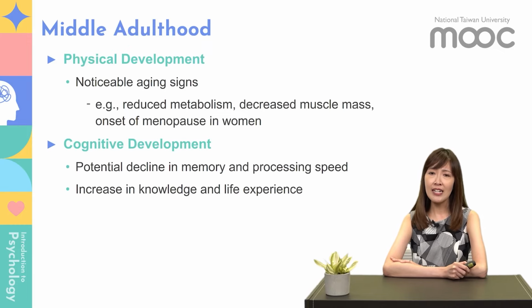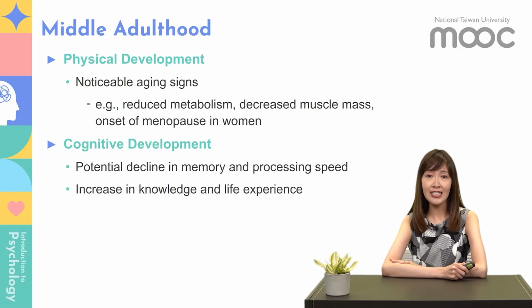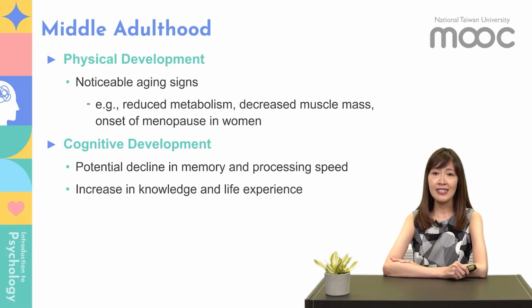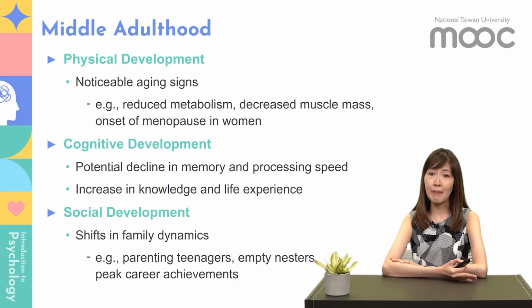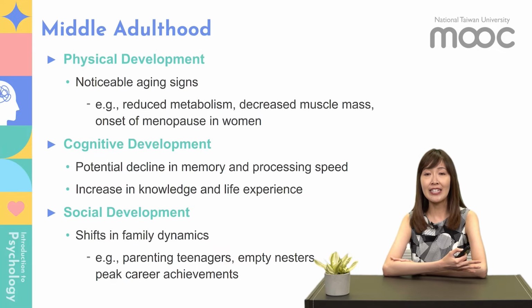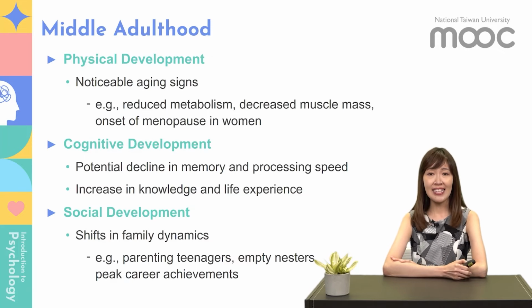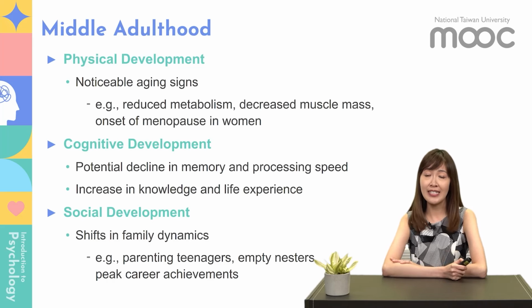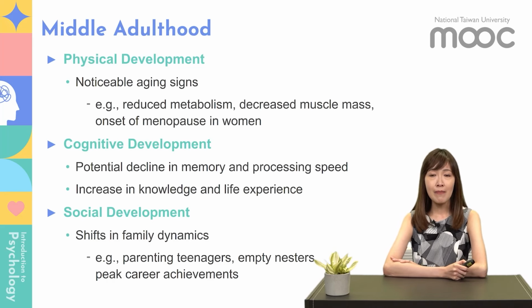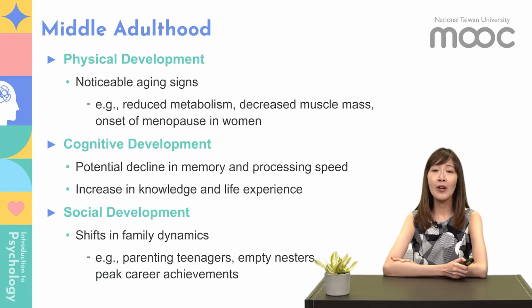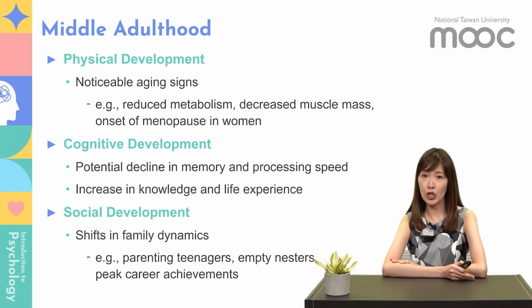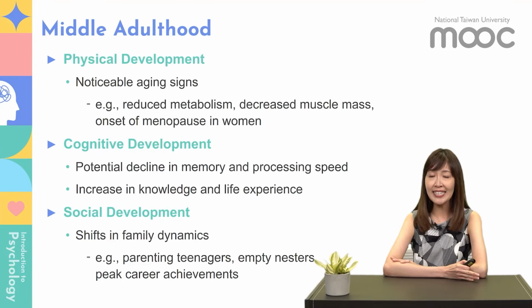Then cognitively, there might be a decline in their memory and also in the speed of their information processing. However, there could also be an increase in our knowledge and in our life experiences. Then socially, individuals in their mid-adulthood have to parent their teenage children, which is challenging. As their children get into college, they will experience the empty nest, which can offer them an opportunity for personal growth. Many individuals during their mid-adulthood experience peak career achievement. So those are the characteristics for people in mid-adulthood, and it's the stage for people around mid-40s to mid-60s.